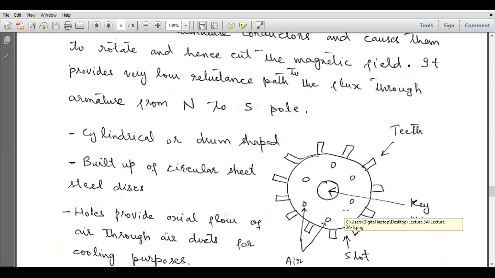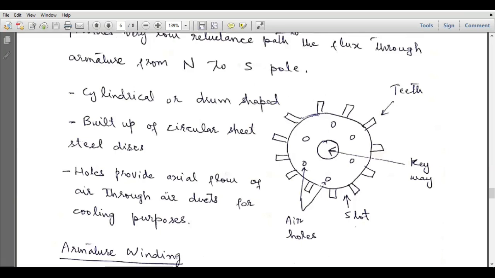So this is the cross section of the armature core, and you can see there are some teeth over the outer periphery, and this is the keyway. At this keyway, we will mount the shaft of the engine, which will provide the mechanical energy to the armature. Because in DC generators, we have to provide the mechanical energy, and the generator will produce the electrical energy. So that mechanical energy is provided by the shaft, which is mounted at this keyway, and these are the slots at which armature winding is done.